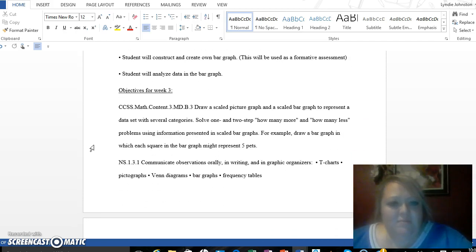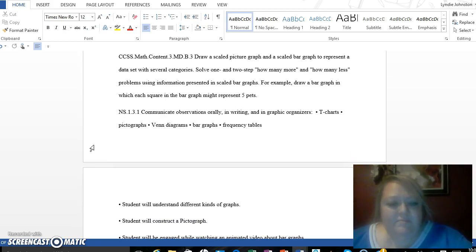Objectives for week 3 are Common Core State Standards Math Content 3.MD.B.3. They draw a scaled picture graph, a scaled bar graph to represent a data set with several categories. The NS 1.3.1, they communicate observations orally in writing and in graphic organizers.